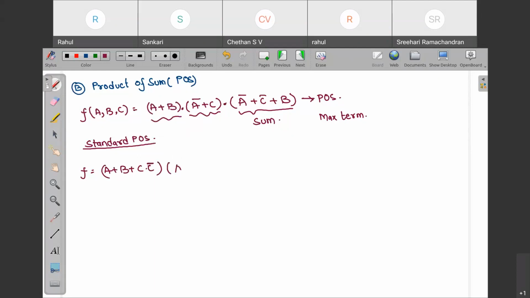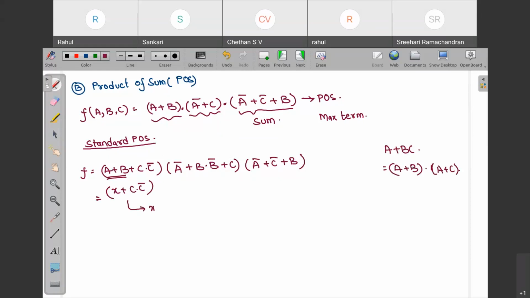Over here b is missing, so I can write it like, and here nothing is missing, so this will be written just the way it is. Okay, so now if I expand this, we have just now seen the formula that a plus bc is equal to (a plus b) into (a plus c). So here I can assume a plus b as x.